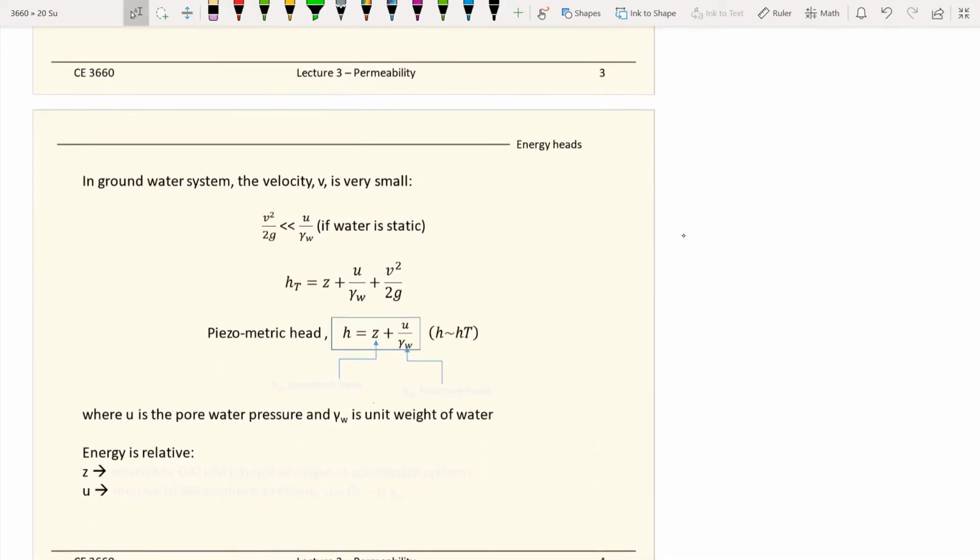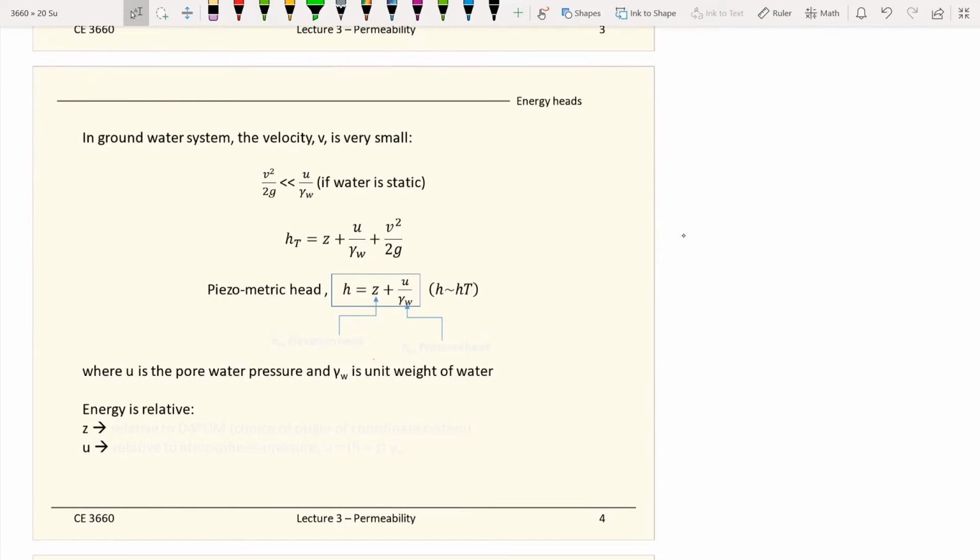Furthermore, under static conditions in groundwater systems, we assume the water moves very slowly and sometimes is even static. In that case, the kinetic term is much smaller than the potential term. So the kinetic head is much smaller than the potential head. For that case, our total head calculation can be further simplified into just two terms.